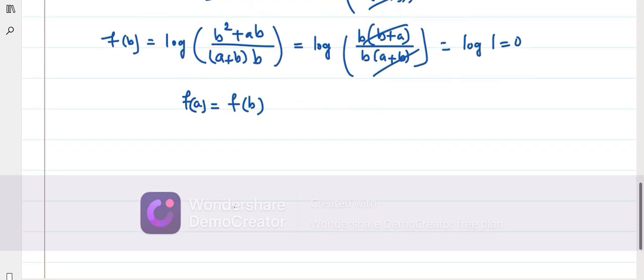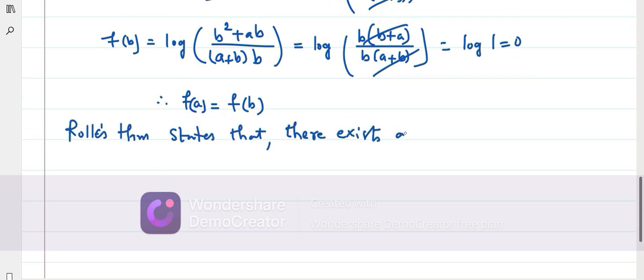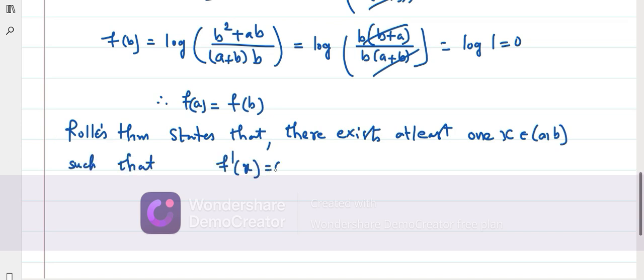So what does Rolle's theorem say? There exists at least one x in the open interval a comma b, such that f dash of x equal to 0. Let's calculate f dash of x now. What is f of x? It is log of x square plus ab divided by a plus b into x.